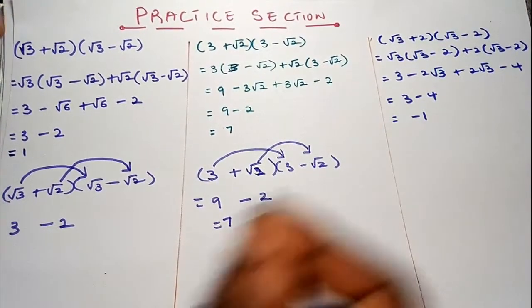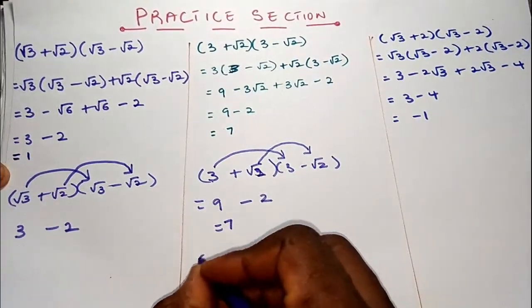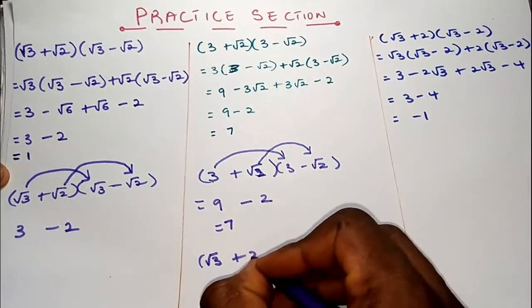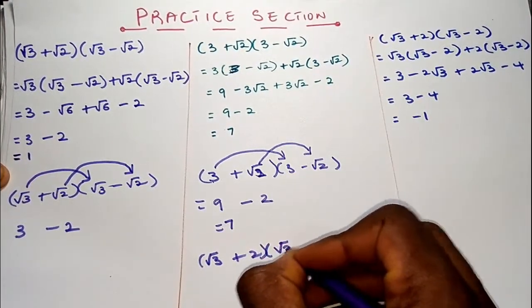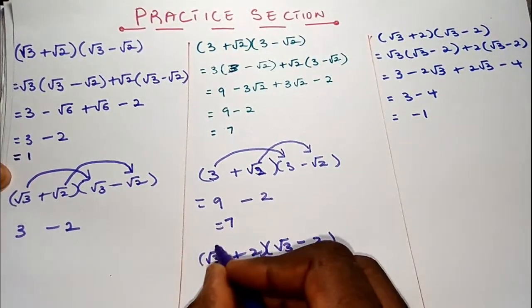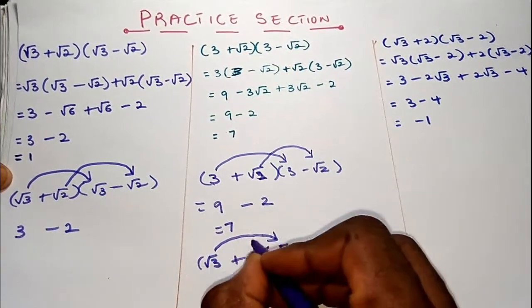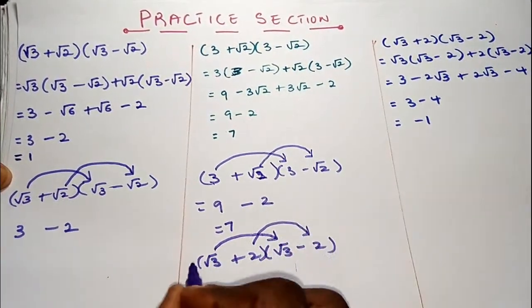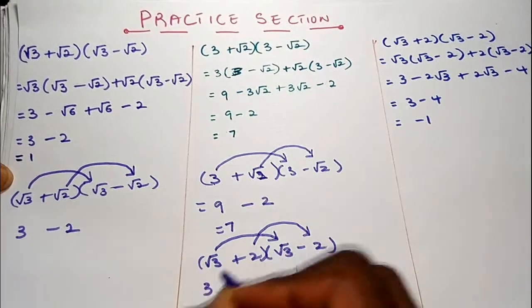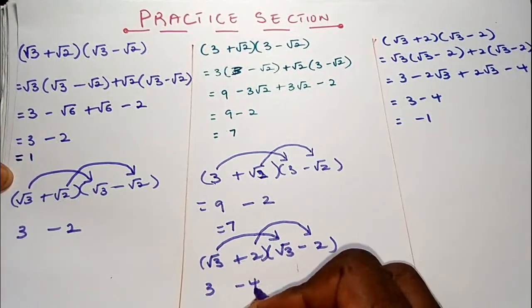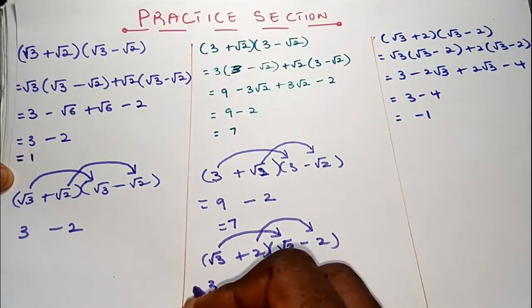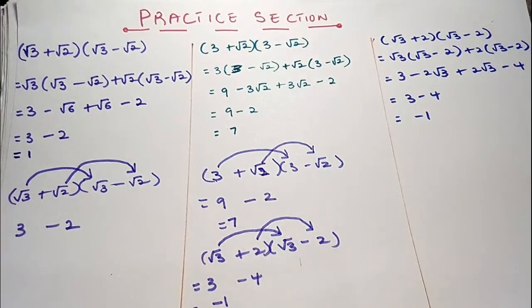Now let's see the last one. If we bring it down here, root 3 plus 2, root 3 minus 2. Now the same thing, this goes into this, and this goes into this. This times this is going to give us 3. This times this is going to give us minus 4, and the answer is minus 1. So that is the trick.